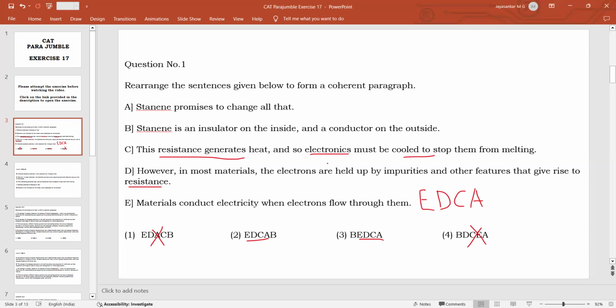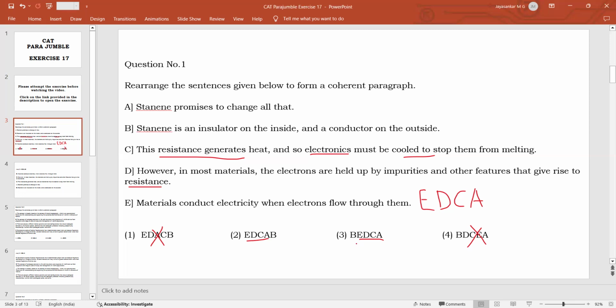It is not stated here, because it only says stanene is an insulator on the inside and a conductor on the outside. The passage says that when any material conducts electricity, heat is generated. So a conductor on the outside means it is still conducting electricity. This material is conducting electricity on the outside, so heat will be generated. So how that heat is going to be cooled is not given here. So BEDCA will not be a good sequence. It is not going to be logical.